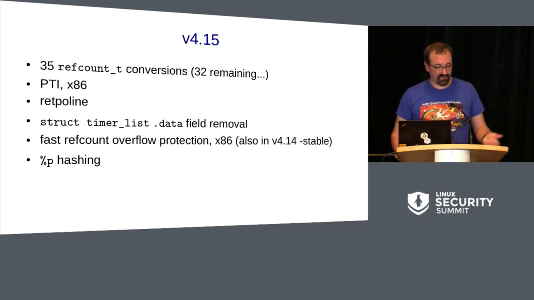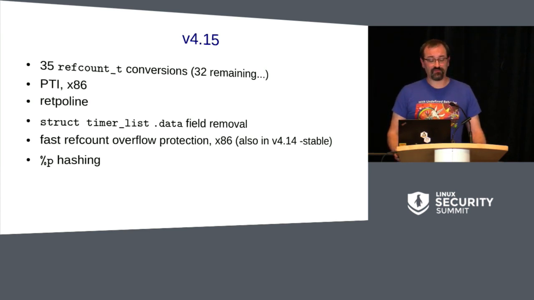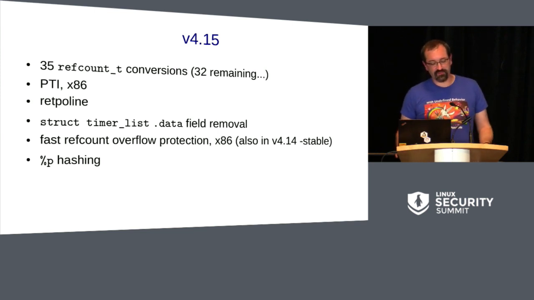4.15 was when we landed PTI and retpoline. This is also where I gave myself carpal tunnel doing struct timer_list removals, trying to get that refactored since that was a source of some exploit infrastructure. And we gained the fast ref count overflow protection, which is one of the very few features we backported to 4.14 for an LTS because it was really a one-line bug fix plus enabling it. All the code was already in 4.14. And we gained the percent %p hashing so that we have, in theory, fewer information leaks going out to logs.